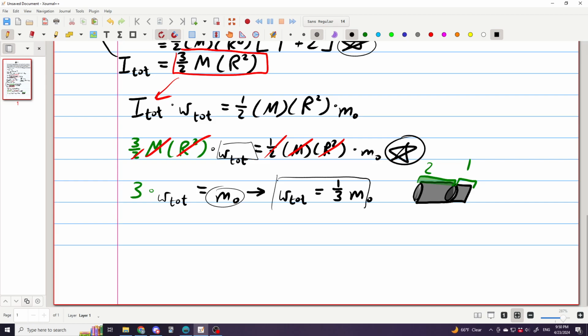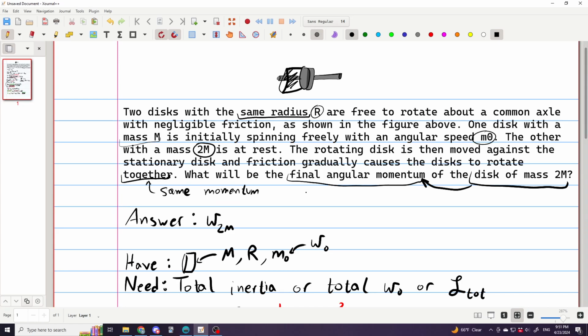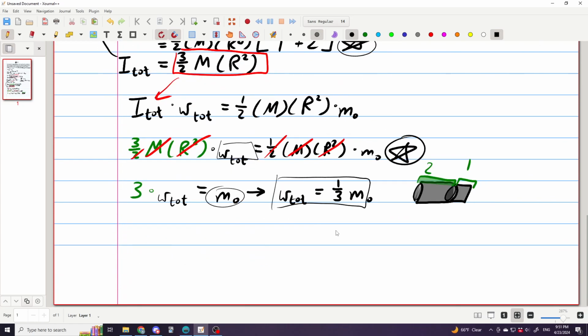And so this was actually what I originally put as my final answer. But let's go back and remember what the question is actually asking. It's asking for the final angular momentum. So we're looking for momentum, not the speed, of the disk of mass 2m, right? So not of the total system, but of the disk of mass 2m. That's going to be the inertia of that disk times how fast it's going, right? Well, we just figured out how fast it's going. It's going 1/3 as fast as the original. So now I need to figure out this one.